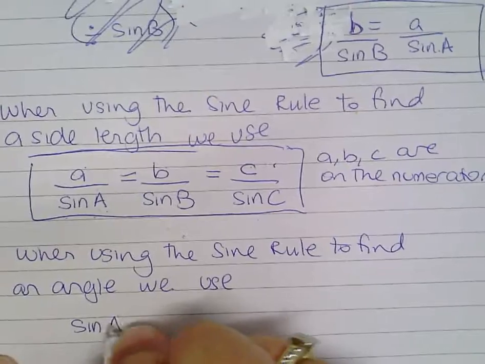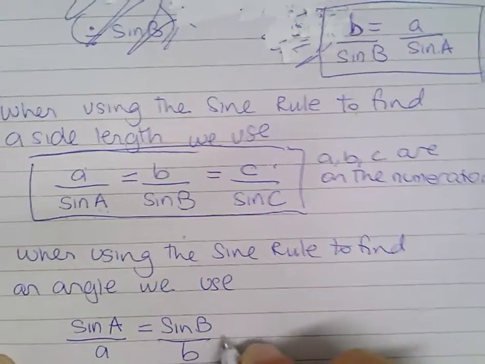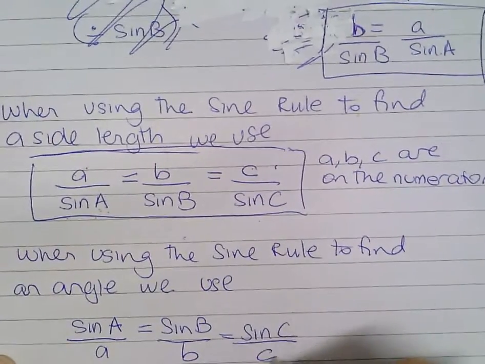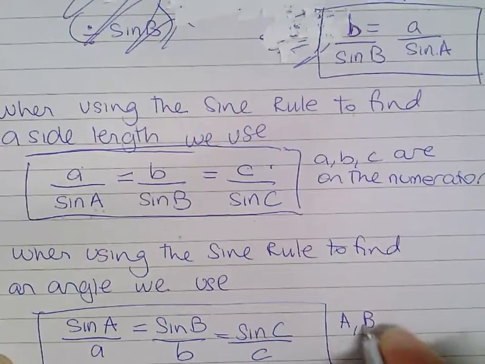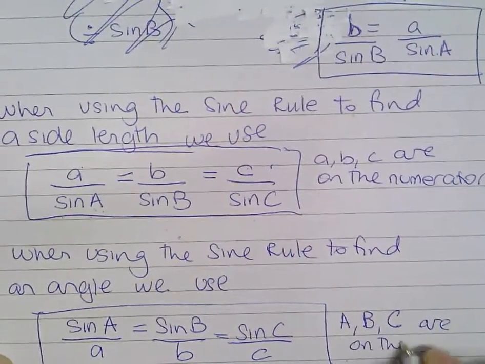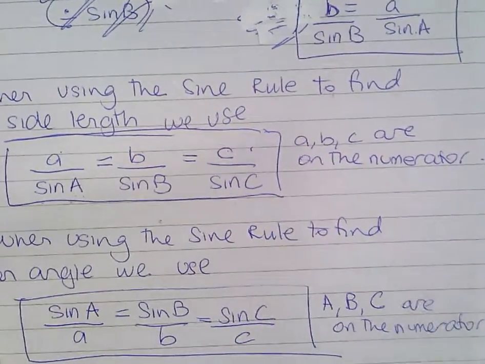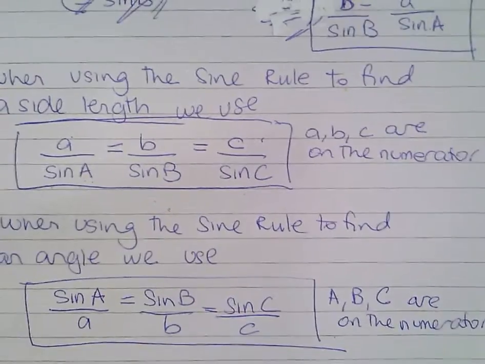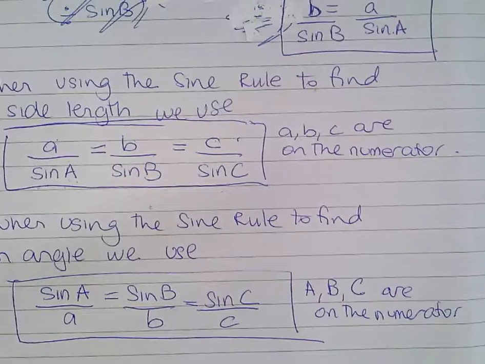You go capital sine A over A equals sine B over B equals sine C over little c. So remember capital A, capital B, capital C are on the numerator here. In other words, girls, whenever you're trying to find something with trig or whatever, we like to have what we want to find on the numerator.